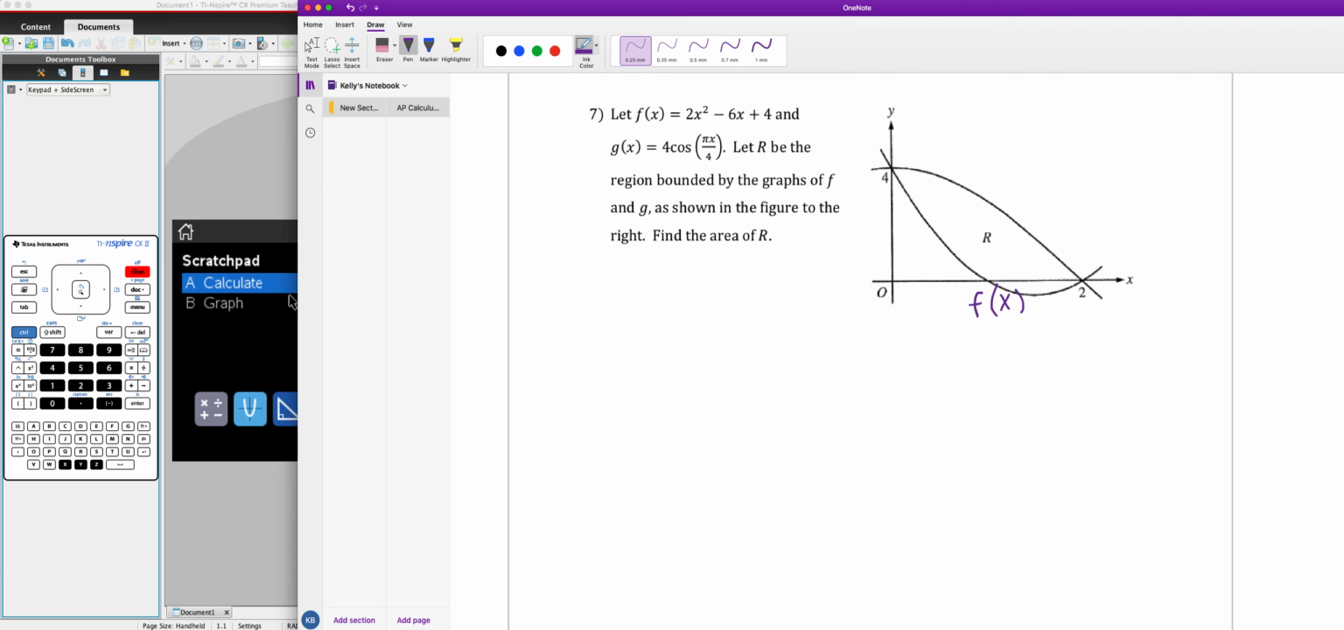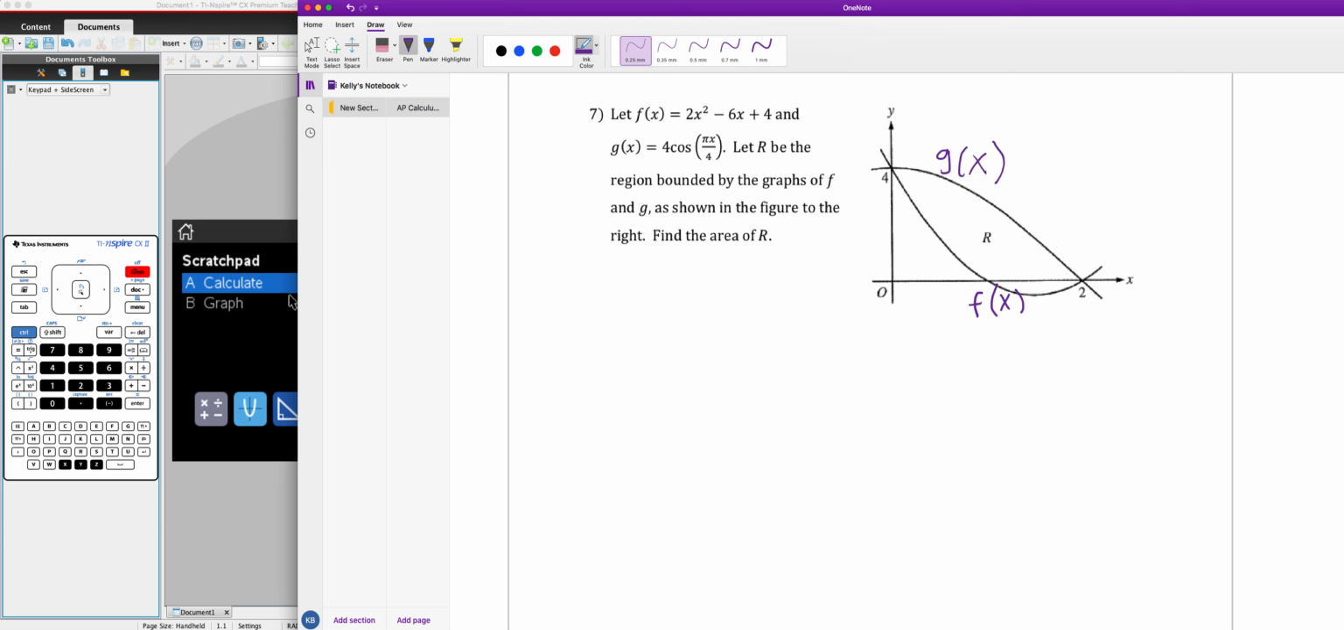g of x, if I think about what the graph of cosine looks like, cosine starts up at its amplitude, and in this case its amplitude is 4, and then it drops down from there and would keep continuing that wave curve. So our top function is going to be g of x.